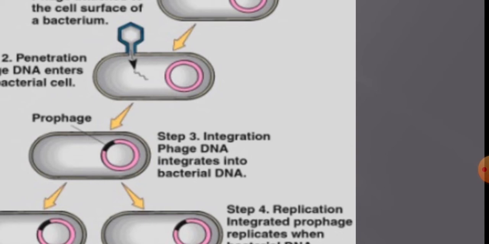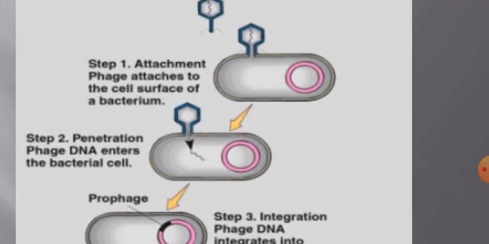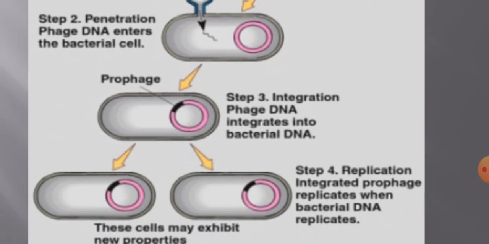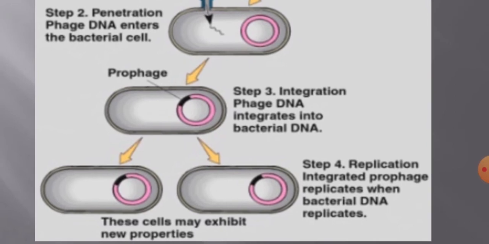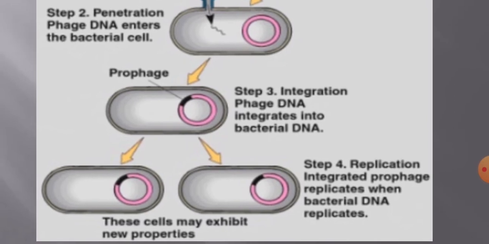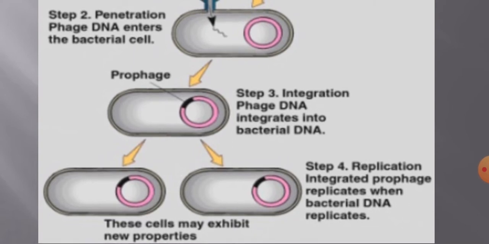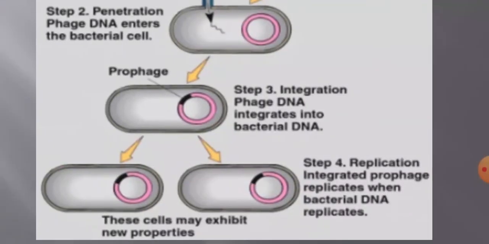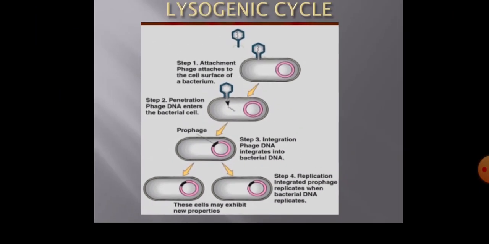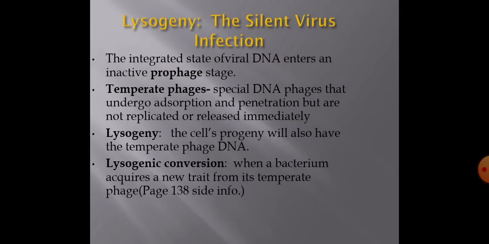Now this prophage, along with the host DNA, can multiply or replicate, and these bacterial cells may exhibit new properties because of certain genes which may be expressed by the phage DNA in the host cell. So this is the lysogenic cycle. In the lysogenic cycle, you can see certain terms like prophage.